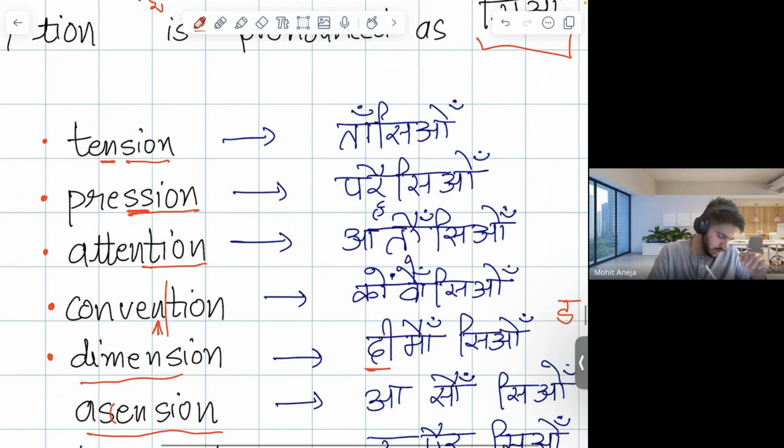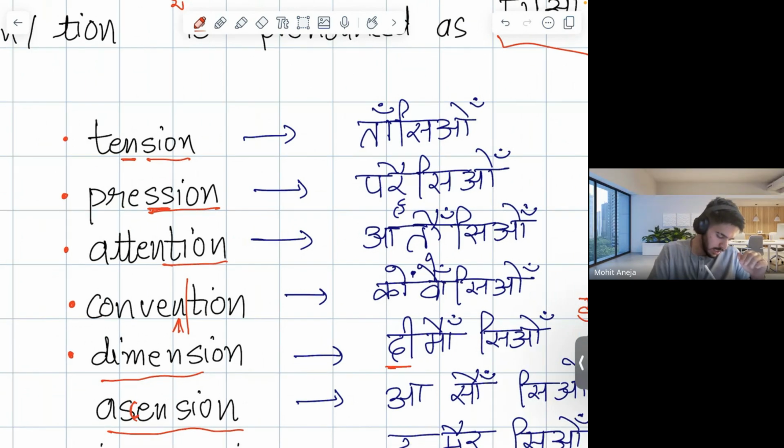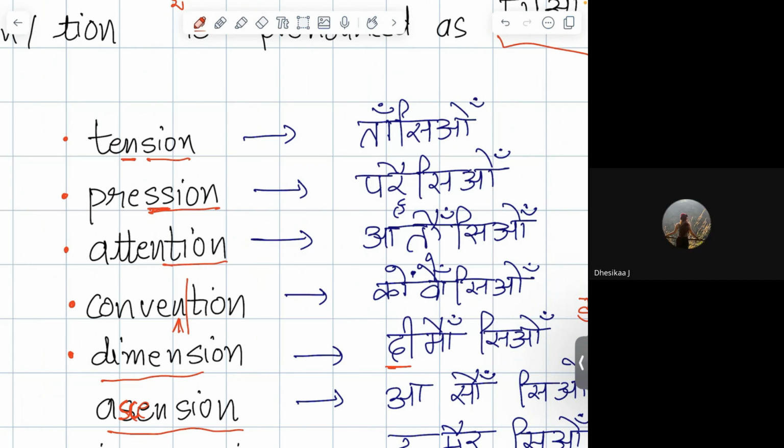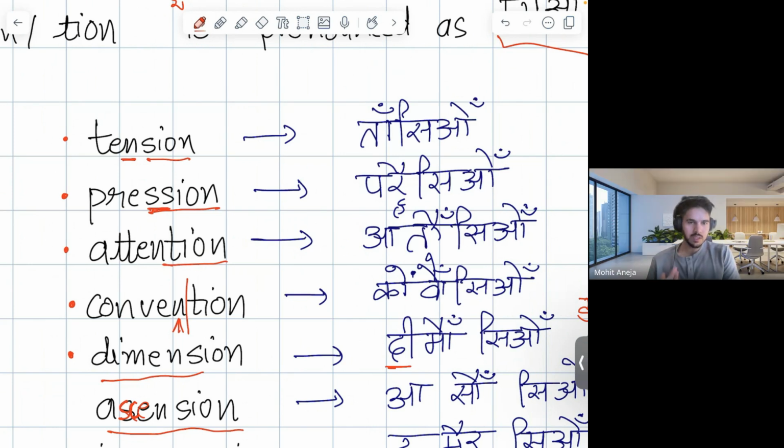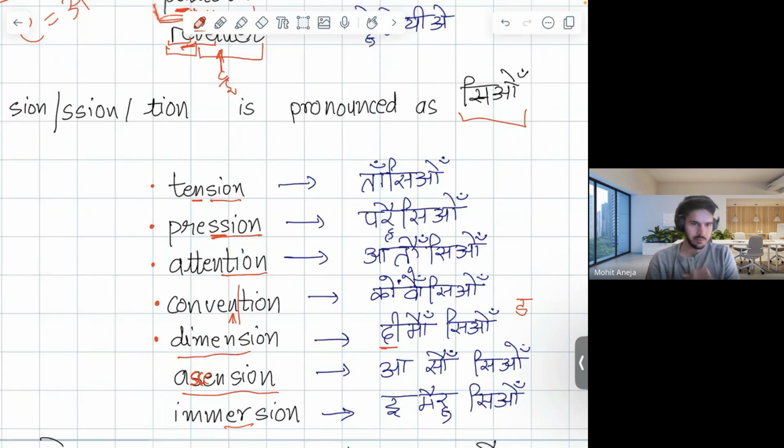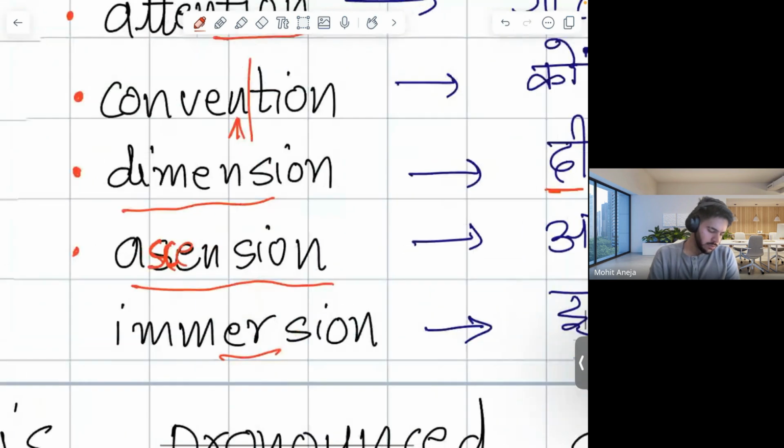Desika, can you say this word? It's actually SCEN, the spelling. Ascension. Okay. So this means to climb up or the rise of something. Ascension. All right.